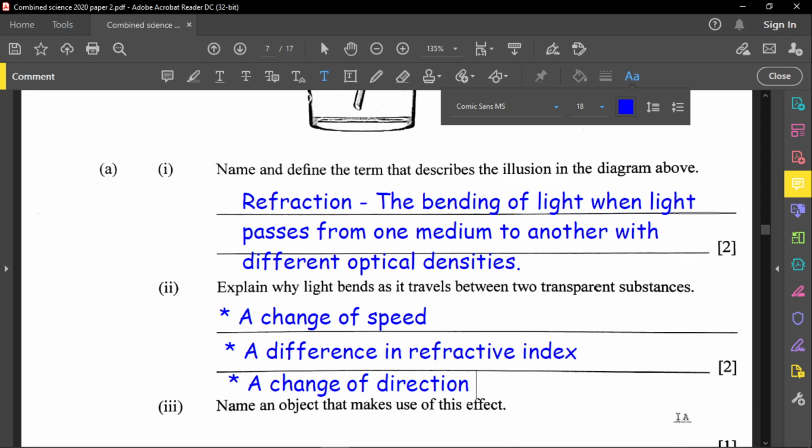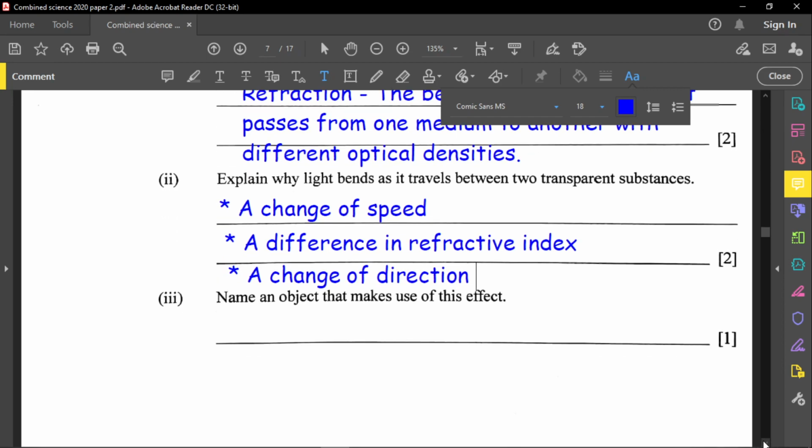It's name an object that makes use of this effect. There are a number of objects or equipment that use refraction to make things work properly. And one is a telescope. Okay, so telescope is one.